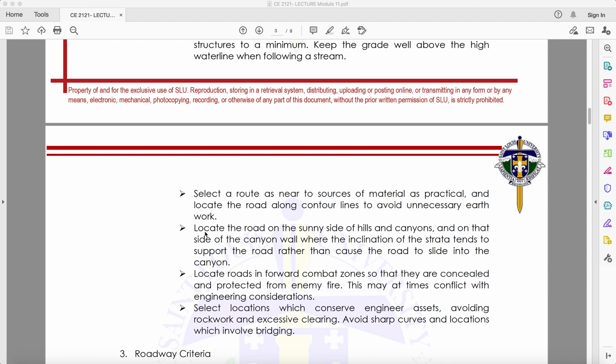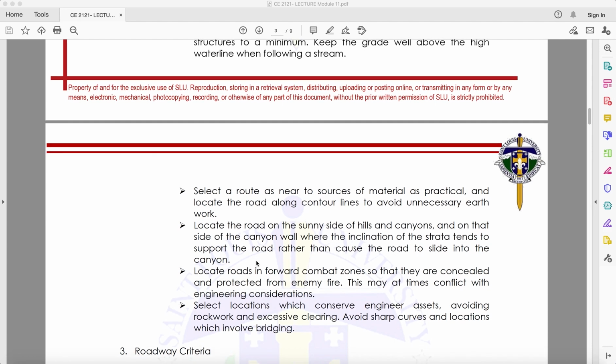Okay, so locate the road on the sunny side of hills and canyons, and on that side of the canyon wall where the inclination of the strata tends to support the road rather than cause the road to slide into the canyon. Okay, so the strata is very important in locating your railroads.